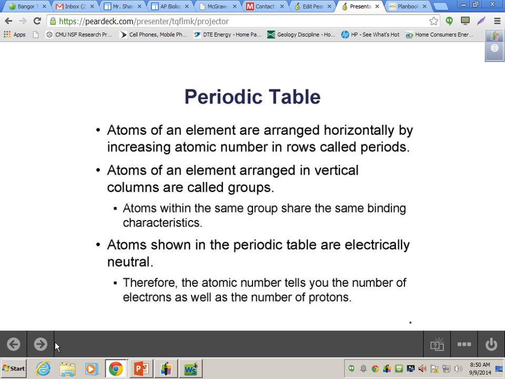All right, so atoms we know shown on the periodic table are electrically neutral. That's why they're on there. Therefore, the atomic number tells you the number of electrons as well as the number of protons. So the elements you see up there are neutral. We know elements don't always exist as neutral components, but up there they do. That's representative of a neutral element. Because of that, if I give you the number of protons, you know the number of electrons.